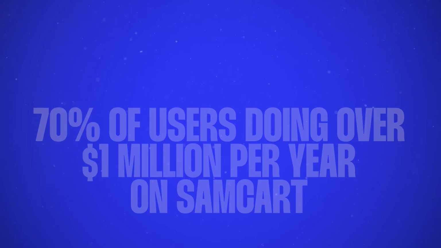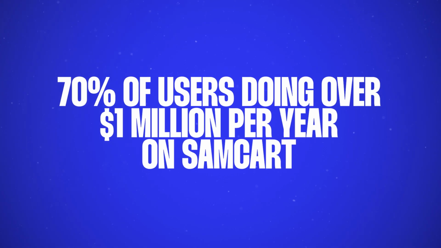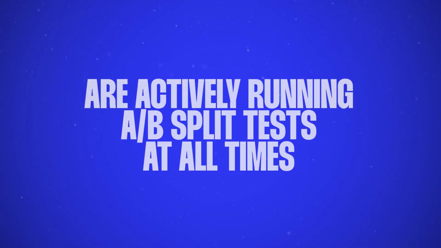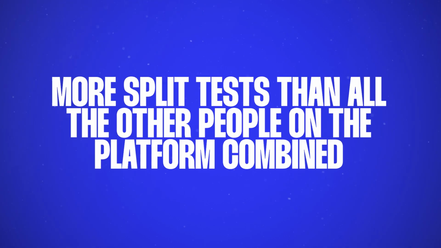average order value. So here's a powerful stat that the SamCart family put together. Over 70% of the users doing over $1 million per year on SamCart are actively running A/B split tests at all times. And collectively, they were running more split tests than all the other people on the platform combined.